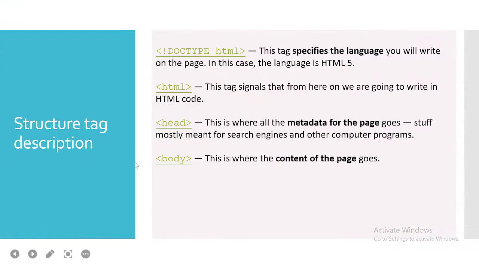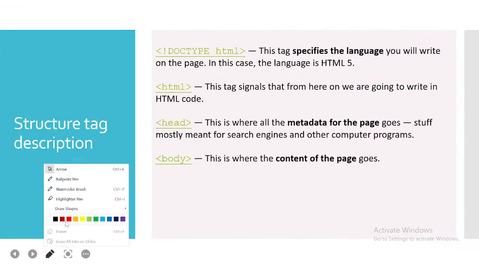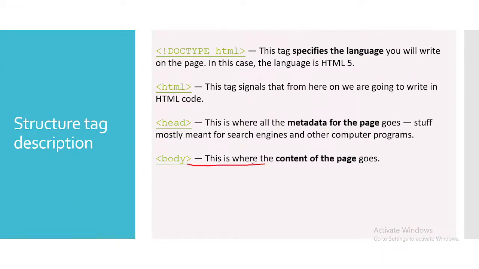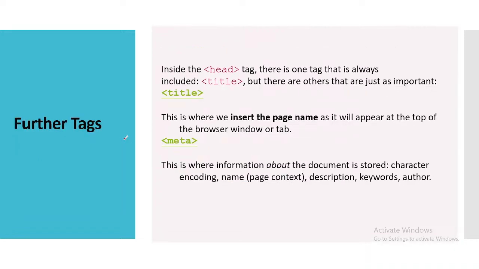Okay, so that's what the head is, and then the body. This is where the content of the web page goes. What are the things which we mention in this particular body tag are going to be displayed in the website. Okay, then further we have some more tags. See here guys, title. Just now we discussed the title with a practical example, and also we have the meta tag.